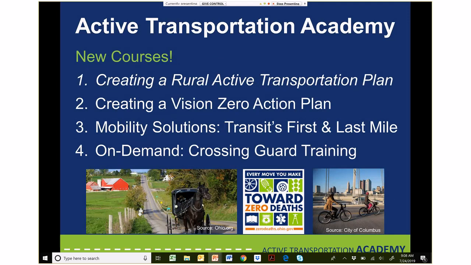We have a lot of courses in the Active Transportation Academy. I think it's upwards of 16 now. We have 4 new courses, the first being the one that we're here to talk about today. But then we also recently launched the Creating a Vision Zero Action Plan course, as well as the Mobility Solutions, Transit's First and Last Mile course.